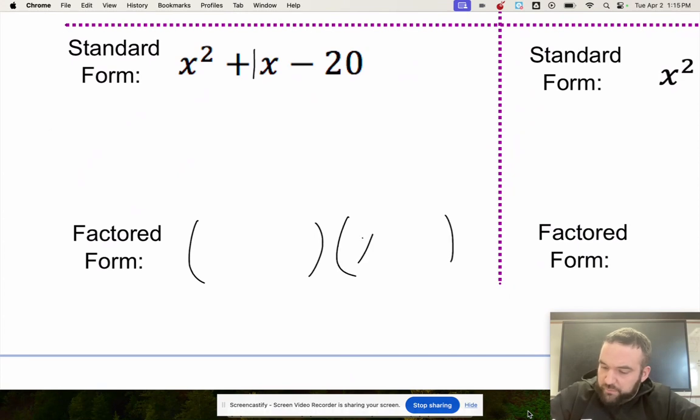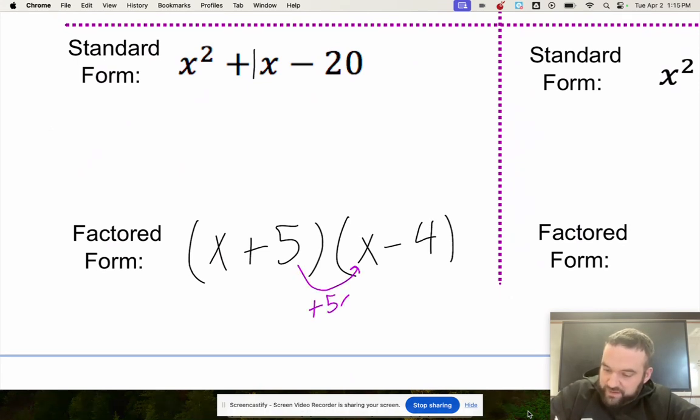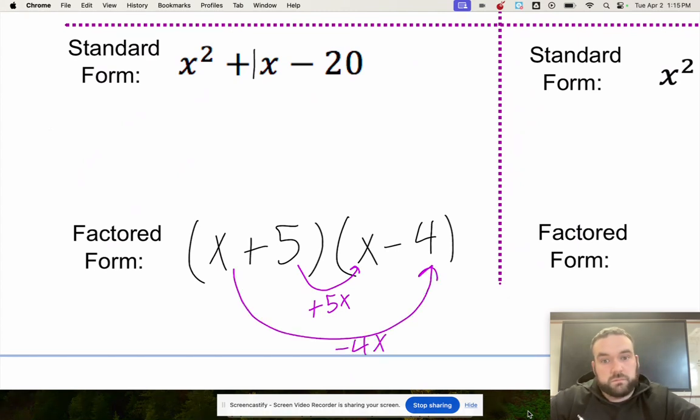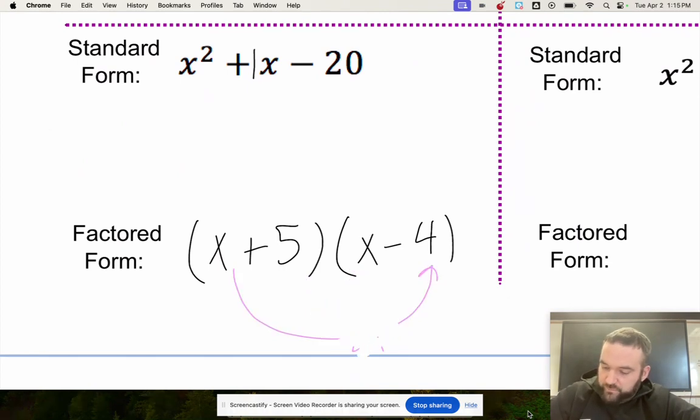So if I start thinking about factors of negative 20, again, I have one positive, one negative. 5 and 4, 10 and 2, 20 and 1. In this case, 5 and 4 is going to work if the 5 is positive and the 4 is negative, because then I would have plus 5x there and minus 4x there. 5x take away 4x, positive 1x. We're in business. So there is my factored form.